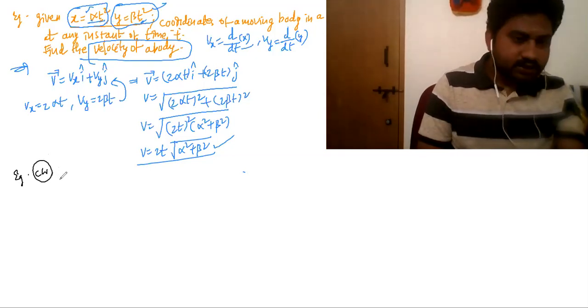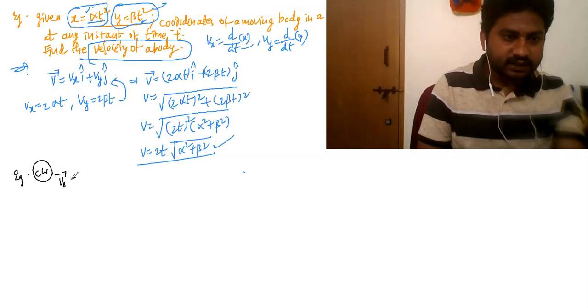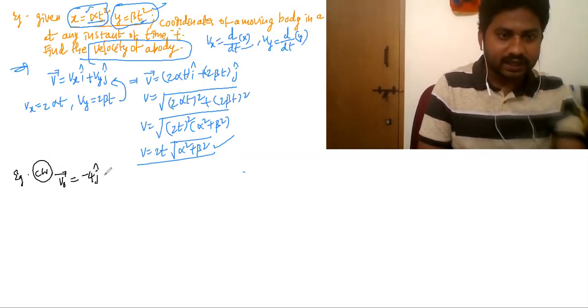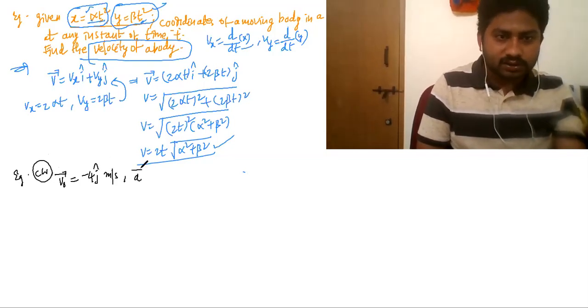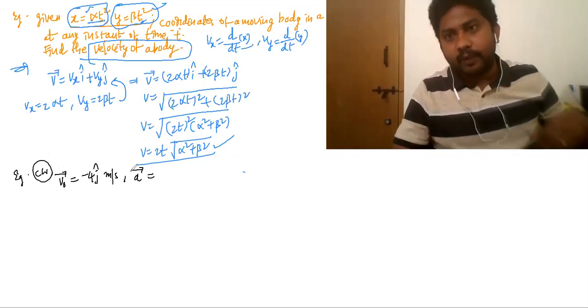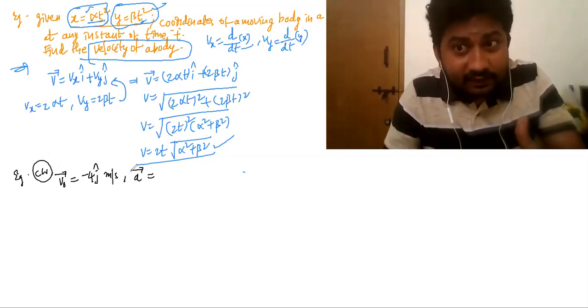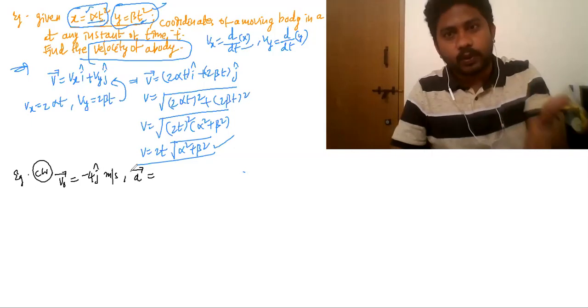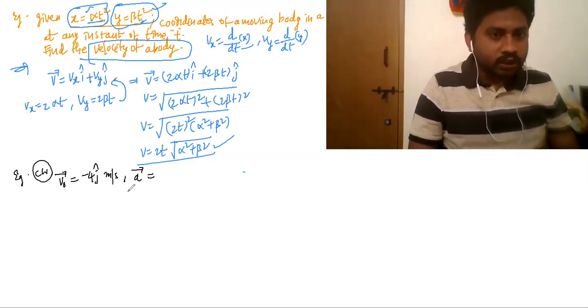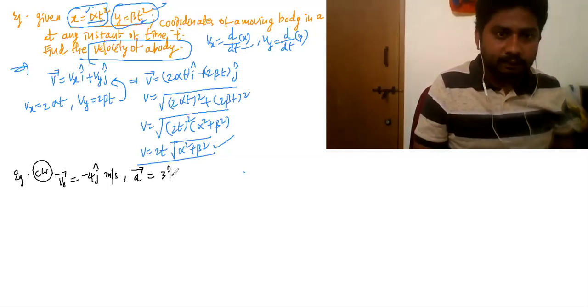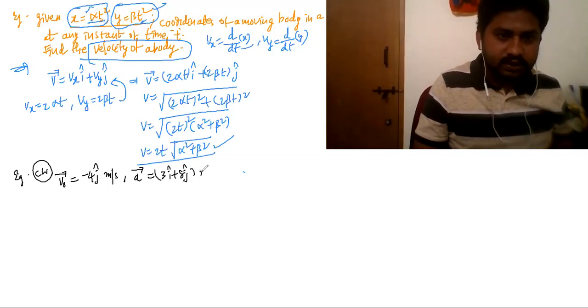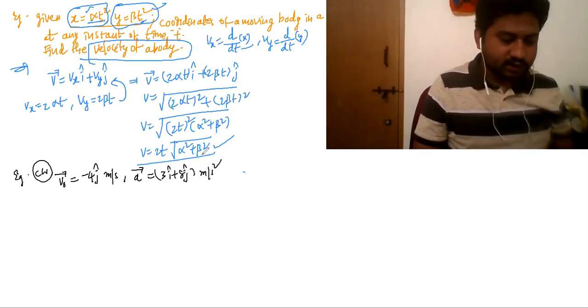The question is, they gave the initial velocity V naught bar is equal to minus 4 j cap meters per second, and the body is moving with constant acceleration. Remember, if a body is moving with constant acceleration only, you can use the equations of motion. The given constant acceleration is 3 i cap plus 8 j cap meter per second square, because this is the acceleration unit, right?